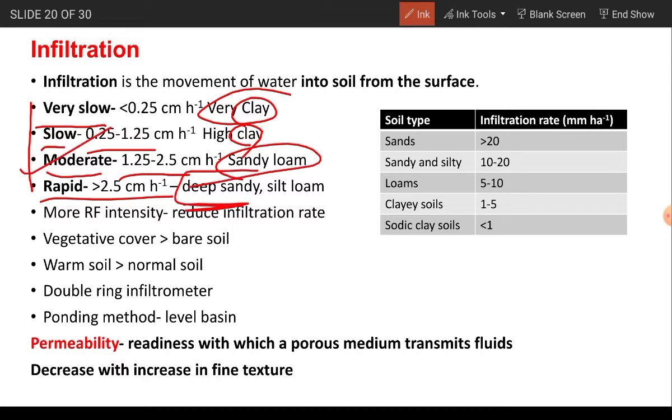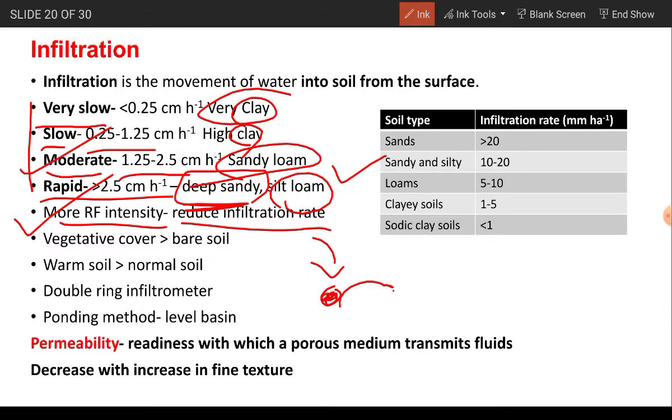If there is more rainfall intensity, it reduces the infiltration rate. How? If the intensity is more, then it will clog the pores, is not it? It will displace the soil from one place to another. Then the soil pores will get clogged, is not it? Then how will the water move? How will the water infiltrate? So when there is more rainfall intensity, it will reduce the infiltration rate.